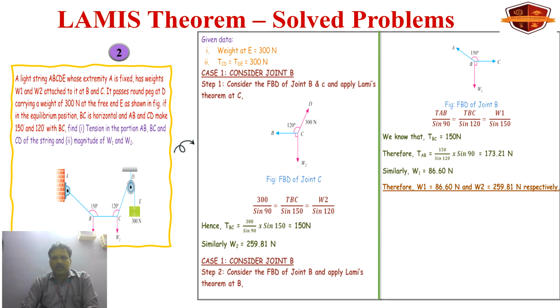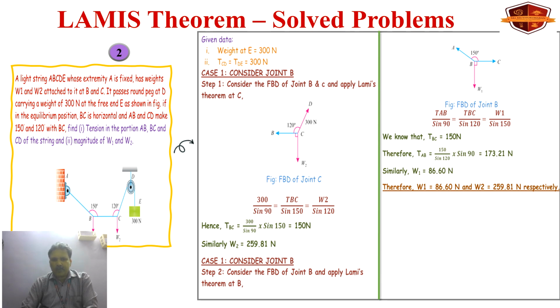And here is another problem, this is for your practice. Based on the previous problem, we can do this as a practice problem. In this, 2 joints are given here, one is B and another one is C. These 2 joints are given.